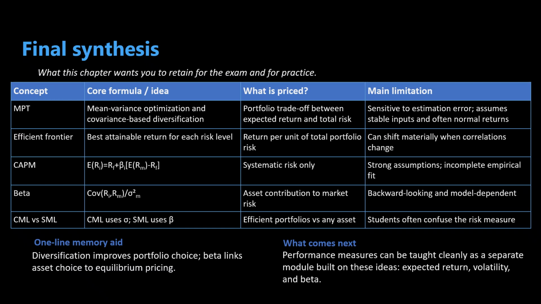What comes next? Performance measurement. Once you have expected return, volatility, and beta from this session, you are ready to build toward the Sharpe ratio, the Treynor ratio, Jensen's alpha, and the performance ratio, all of which build directly on the concepts covered today. And we will, of course, cover all these performance ratios in our next video.